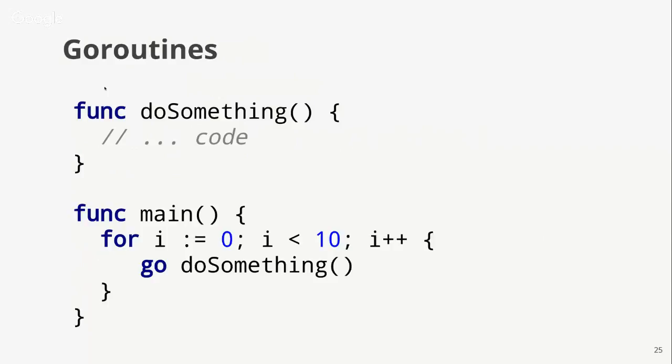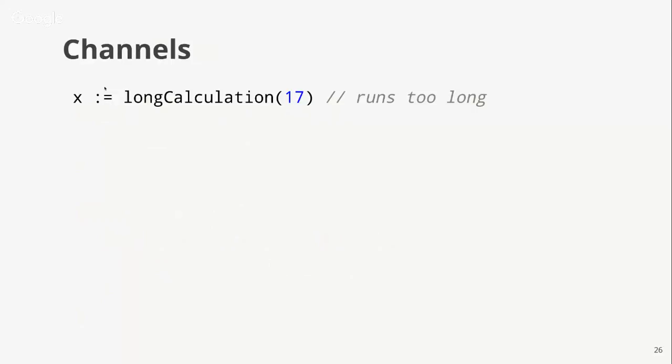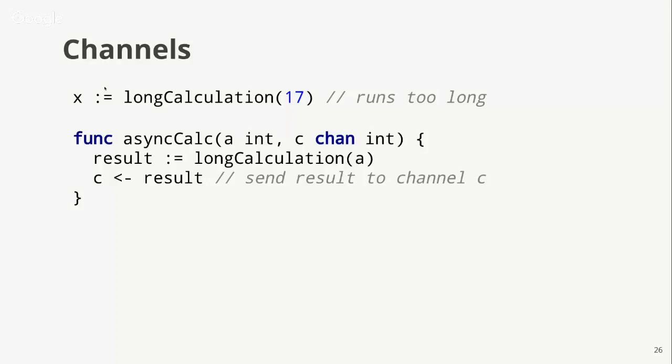Now, when you have goroutines, the issue is that you are not really able to share data between those. So for that, there are channels. Imagine you have a long calculation function which runs very long. So you want to execute that as a goroutine, but you also are interested in the result of that function. So what you can do in this example, you can create a function which acts as kind of a wrapper to that long calculation function, which takes the integer which you use to do the calculation and the channel of type int. So the async calc, when that gets executed, it runs long calculation with a, and then as soon as it's done, it sends the result to the channel c.